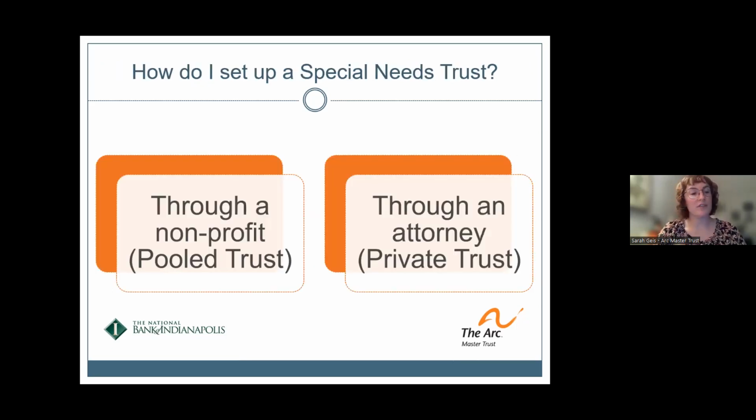So those are the ins and outs of the two different types of special needs trusts. And now we're going to be talking about how they can be set up.